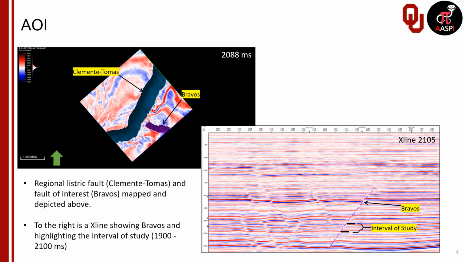For our specific area of interest, we are going to be studying a small interval over the fault Bravos, which I myself named for simplistic reasons, and it is adjacent to the Clemente Thomas fault, which is a large regional listric fault in the area. The reason why we are choosing such a small interval of the fault to study is because that area is relatively unaffected by acquisition footprint.